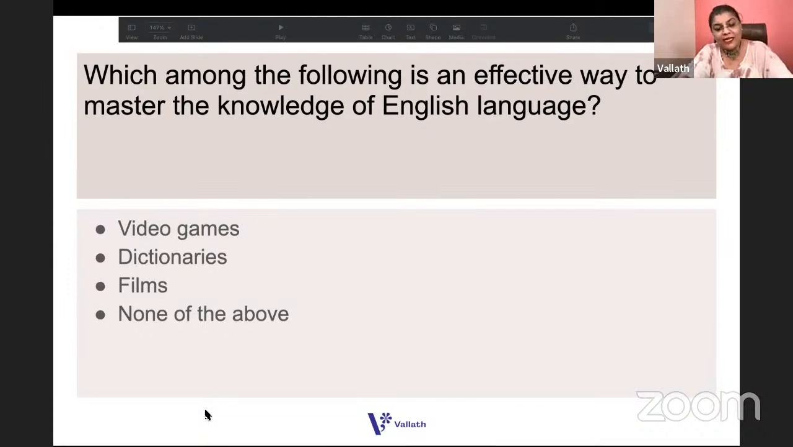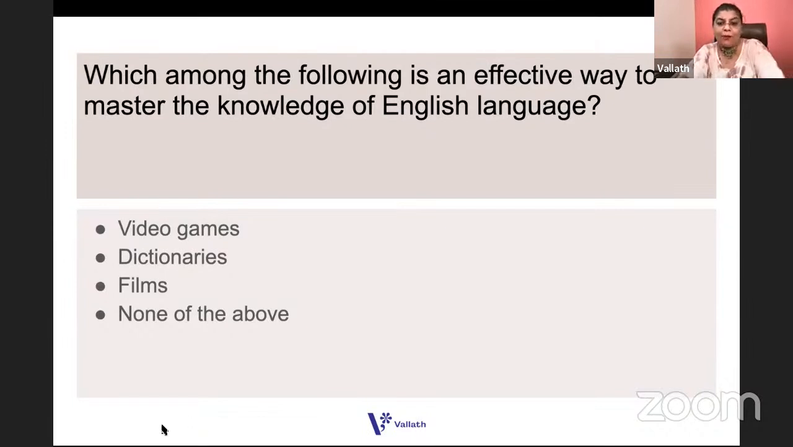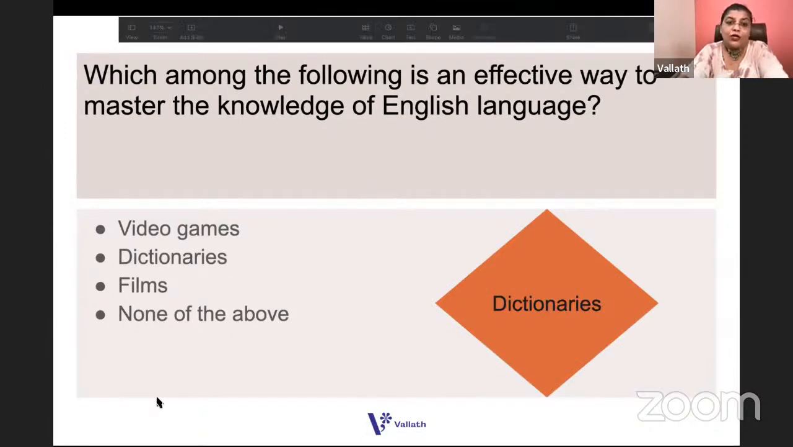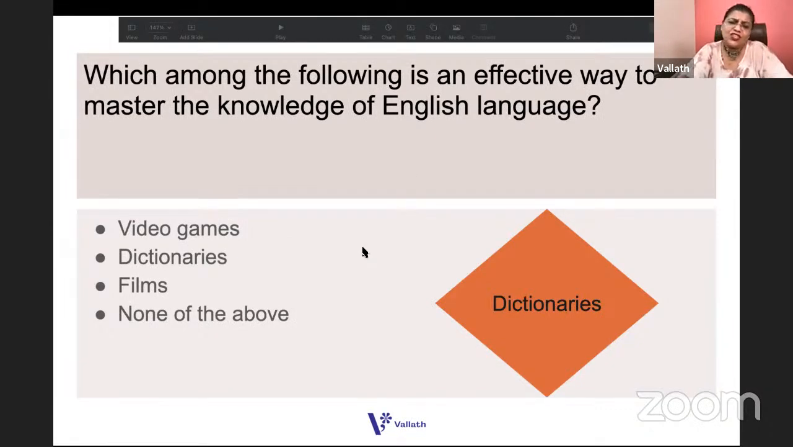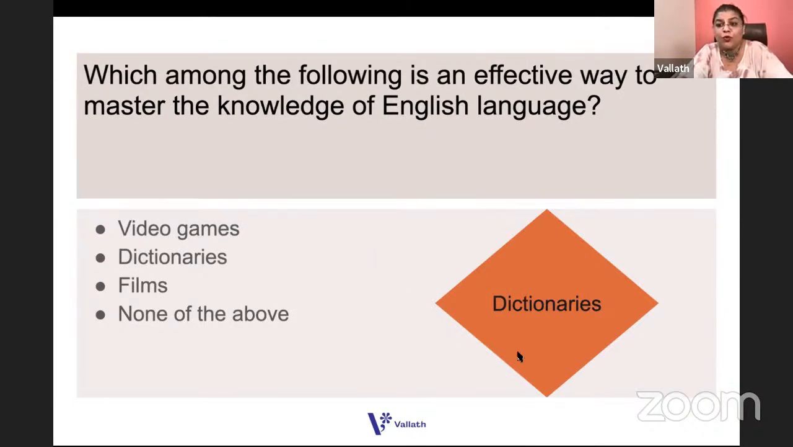Video games, dictionaries, films, none of the above. Which is the most effective way? Dictionaries. You can learn new words. Effective way, films. Maybe practically, but linguists would say dictionaries you should use more and more to learn language properly.